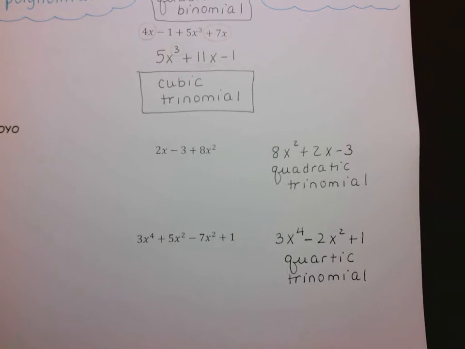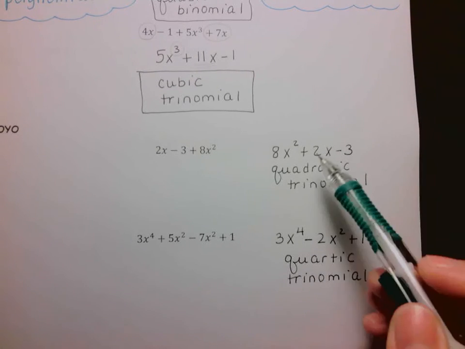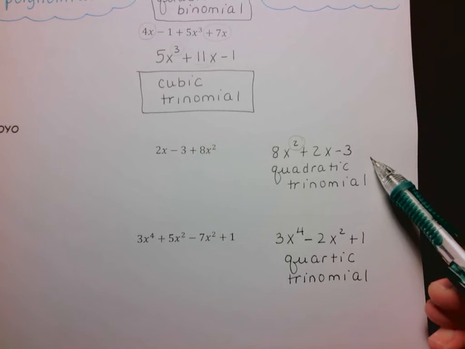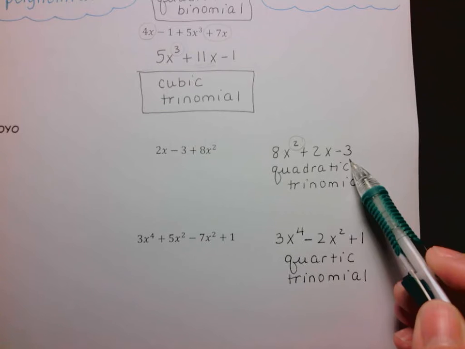So this is a quadratic trinomial because after I put it in standard form, I can see that my largest degree is 2. So if I look at my naming system chart, I can see that this is a quadratic polynomial, and I'm going to call it a trinomial because it has 3 terms.